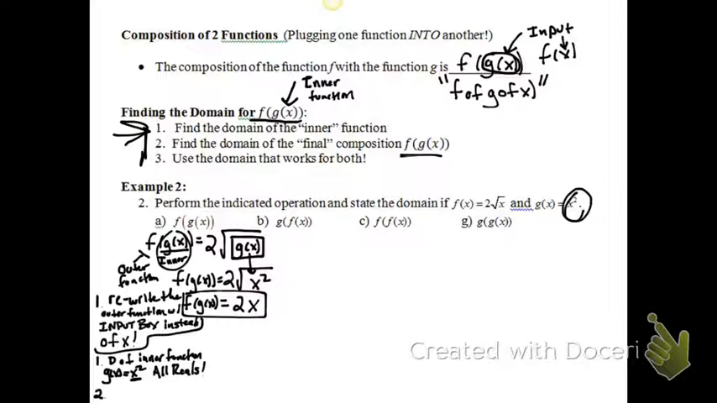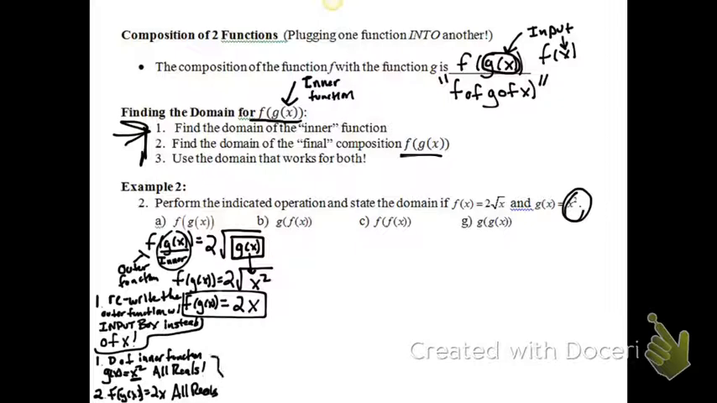Step 2. We're going to find the domain of the final composition. So we're going to look at f of g of x. Our final answer was 2x, and when you look at that, f of g of x doesn't have any domain issues either. There is no even root. There's no x values in the denominator. It's just you tell me a number and I multiply it by 2. That's all 2x does. So I would say again, this is all reals.